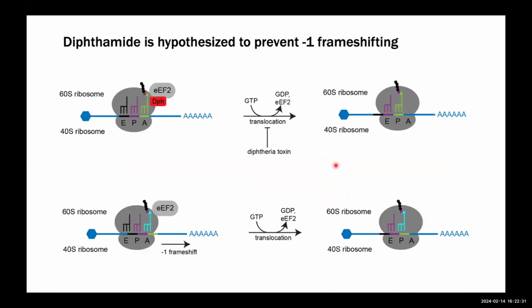And based on these initial structural studies, it's been hypothesized that diphthamide is important in maintaining translational fidelity, and particularly in preventing -1 frame shifting, where diphthamide located in the A site interacts with both the mRNA and tRNA, and during translocation prevents the mRNA from slipping back. In the absence of diphthamide, the mRNA is more likely to slip backwards, causing a -1 frame shift.